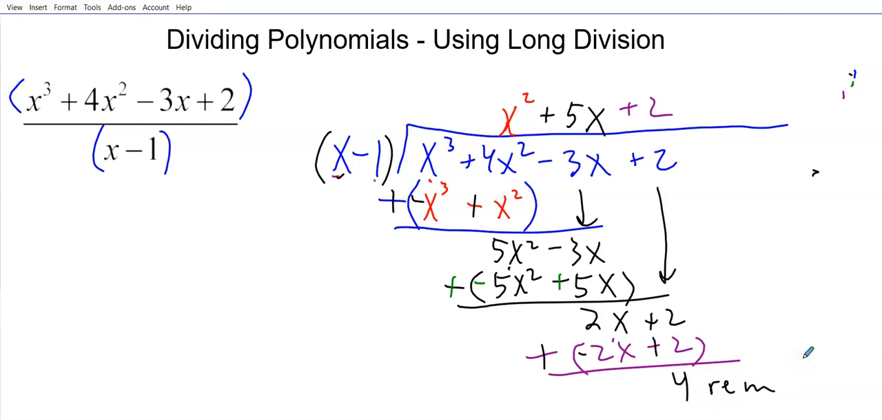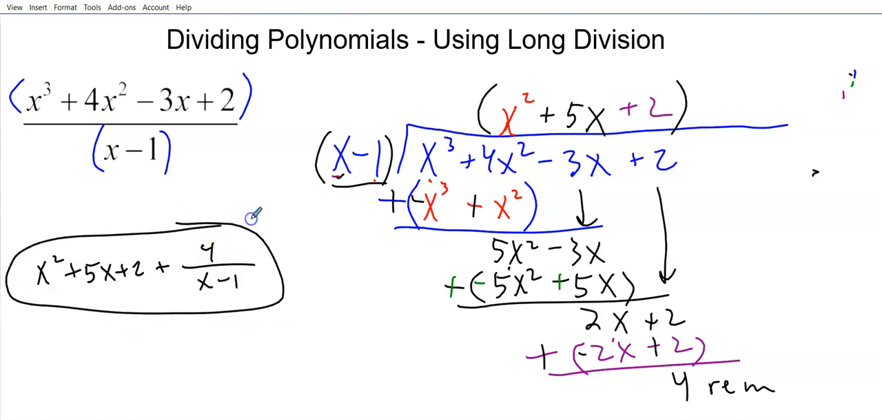So that's a remainder down there. This is our quotient up here. So our answer is going to be our quotient, x squared plus 5x plus 2, plus a fraction, our remainder of 4, divided by our divisor of x minus 1.